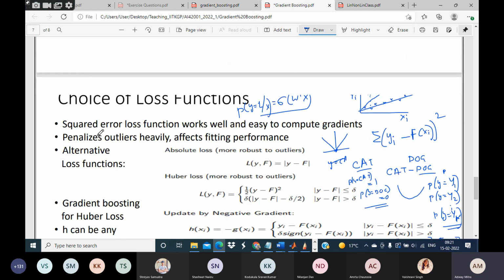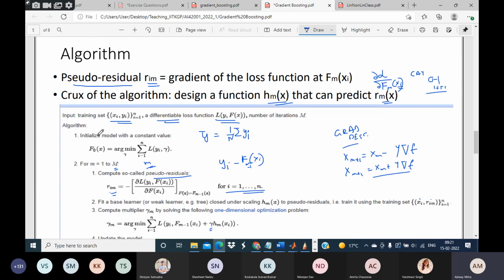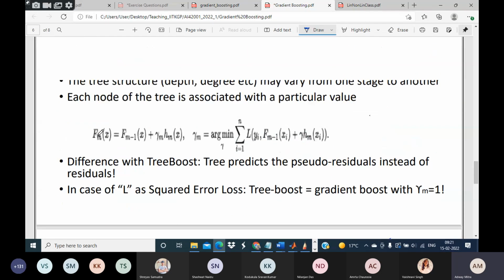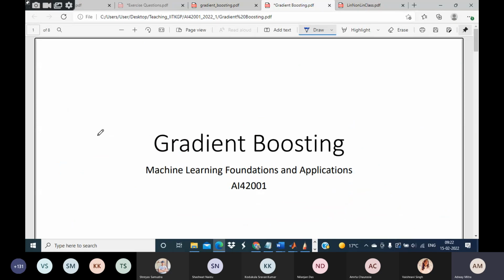Okay, so AdaBoost was something which was suitable for classification, though it can also be extended to regression, but gradient boosting is suitable for regression, though it can also be extended to classification. So this is the story of gradient boosting, and with this we also end our module on ensemble learning, under which we studied bagging, random forest, AdaBoost, and now gradient boosting.